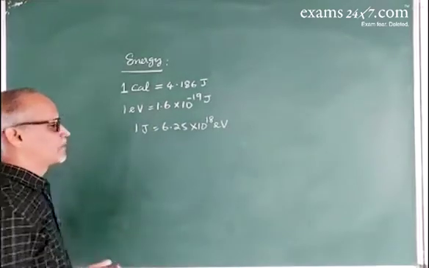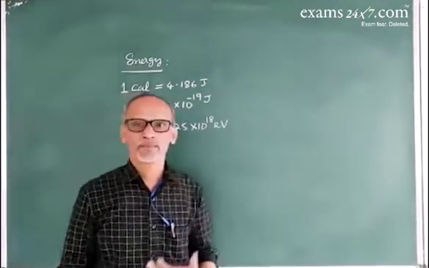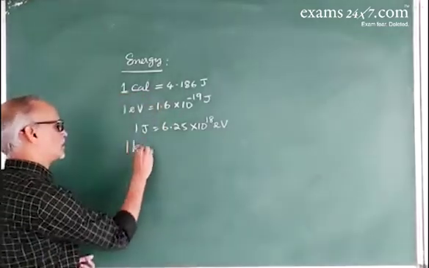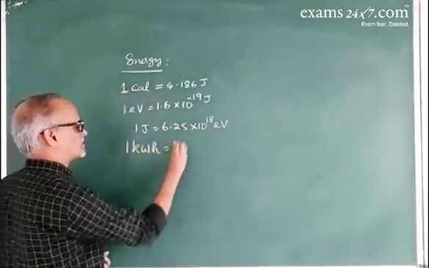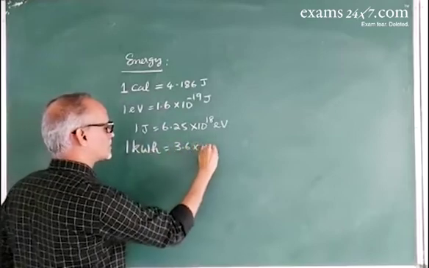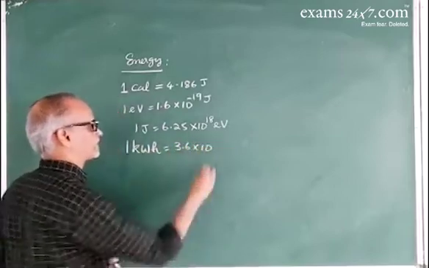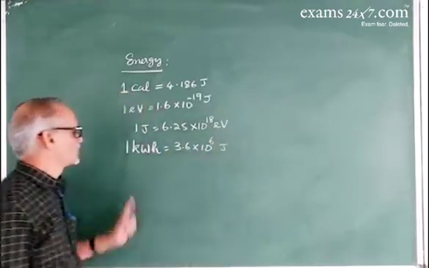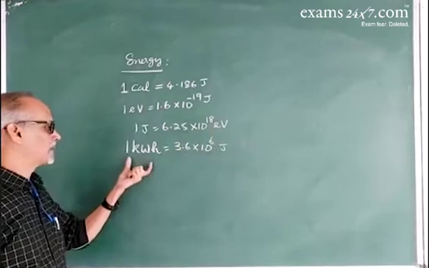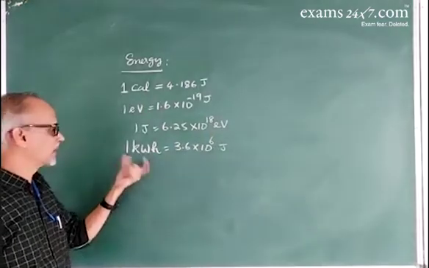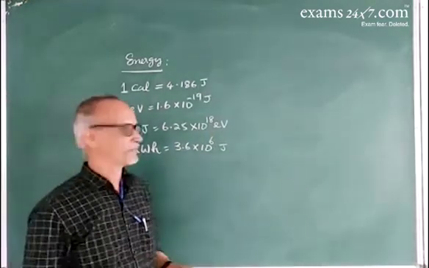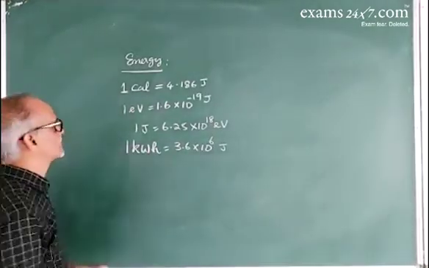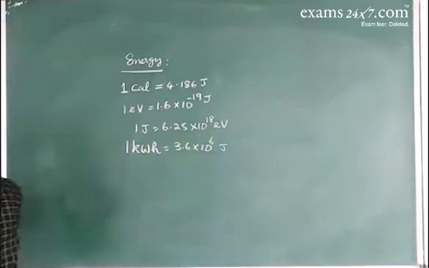Then the practical unit of electricity is 1 kilowatt hour, which is 3.6 into 10 to the power 6 joule. So 1 kilowatt hour. Kilowatt hour is the unit of electric energy, not electric power. So these are the commonly used units, and their conversions are very important.